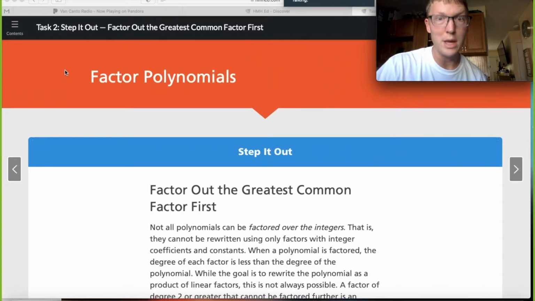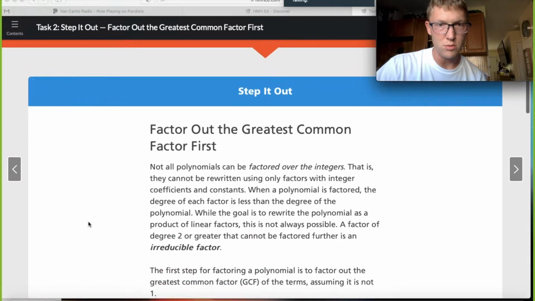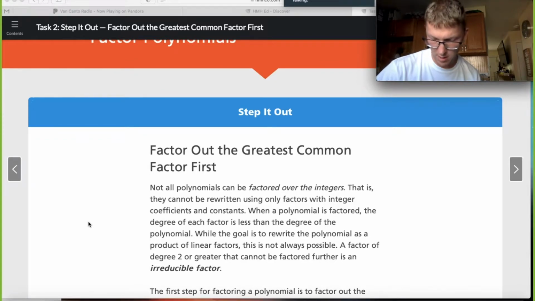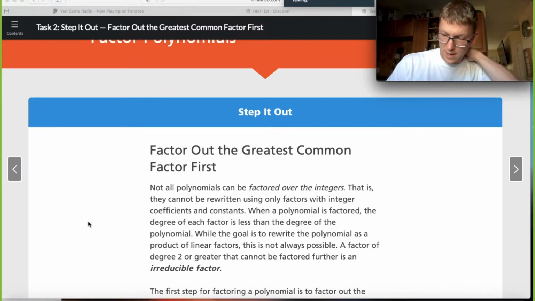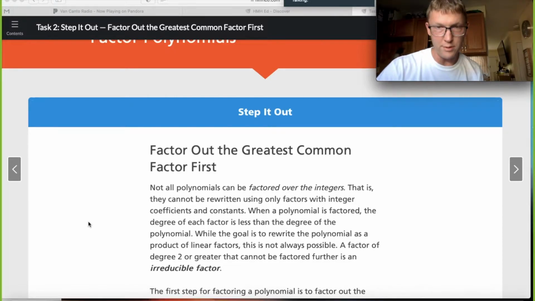Okay, here's where we get into it. So your first step, they give you a polynomial of degree 3 or more. Your first step is going to be to factor out the greatest common factor. So real quick background, not all polynomials can be factored over the integers. That is, they cannot be rewritten using only factors with integer coefficients and constants.